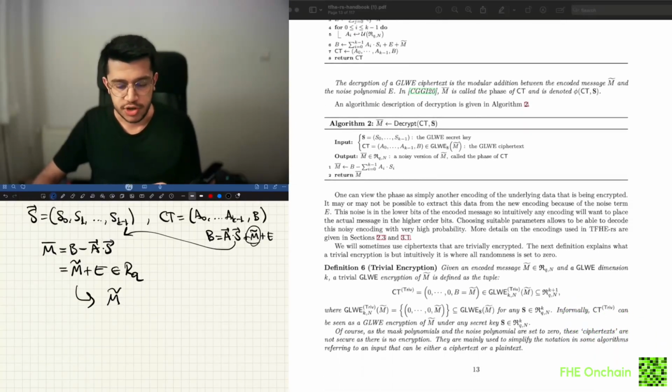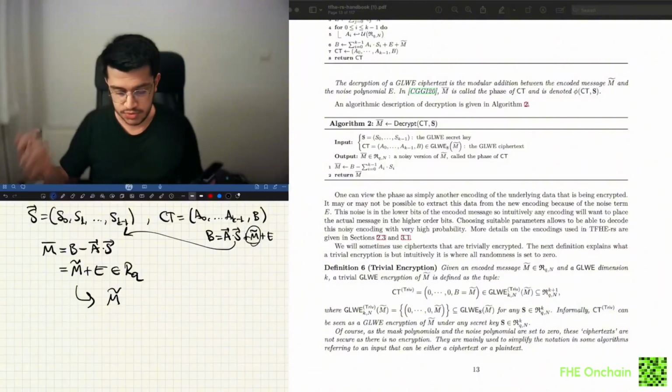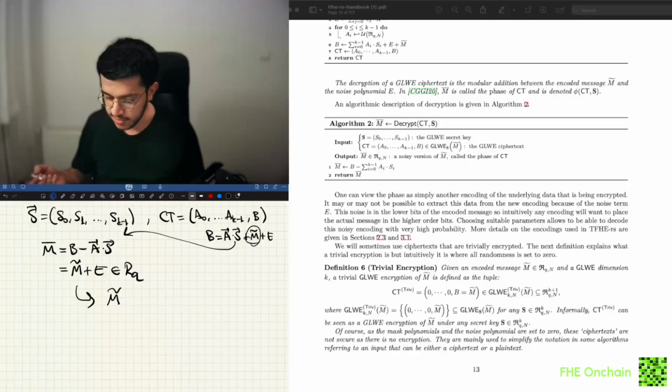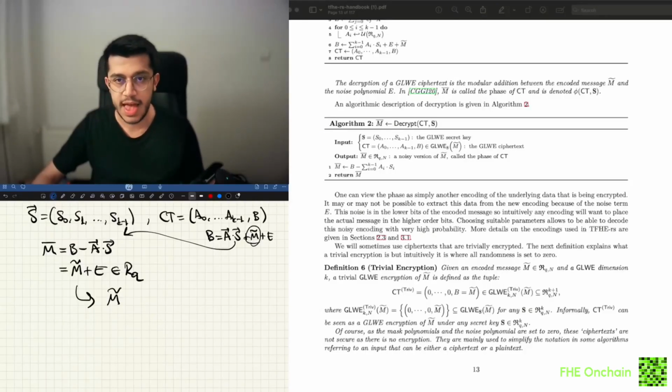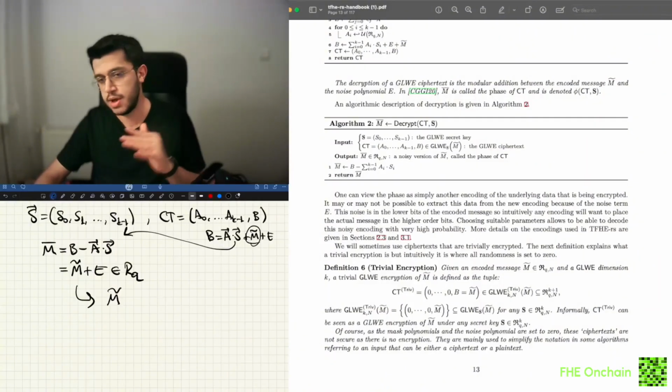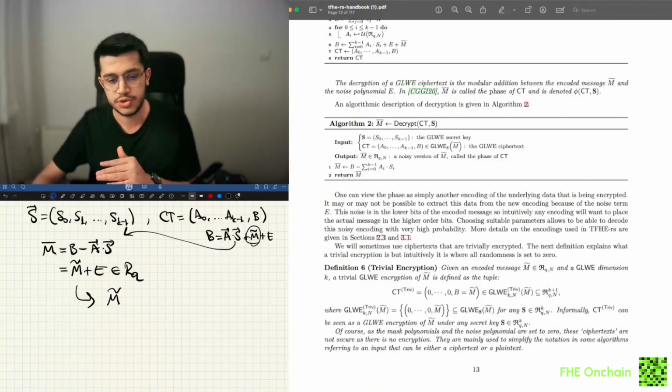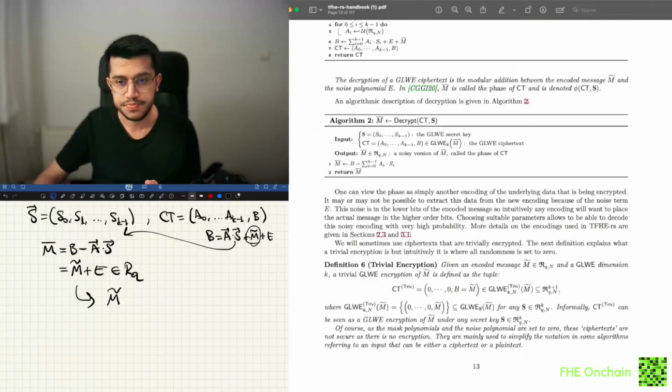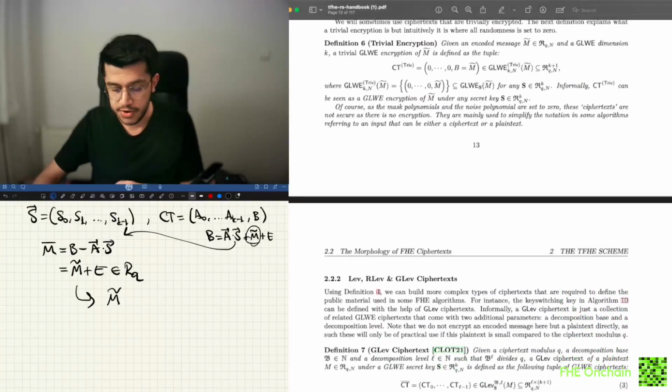Another notion is trivial encryption. Trivial encryption means to encrypt with no randomness. Normally while encrypting, we have the A0 to AK minus 1 and the noise E, but in the trivial encryption, we encrypt with the AIs being 0 and E being 0, and this is useful to convert any private setup into a public setup by setting this encryption as the public key. It's going to be useful later.